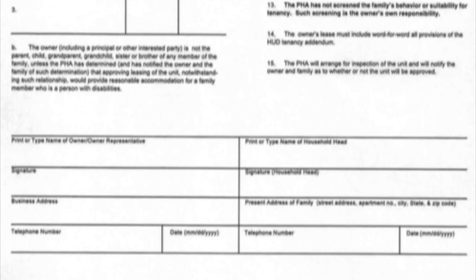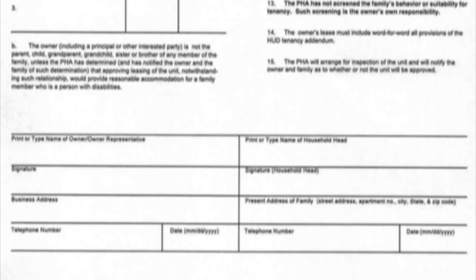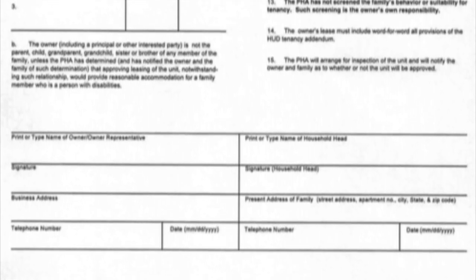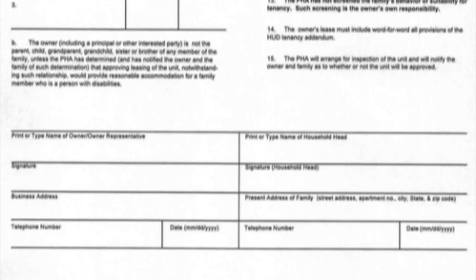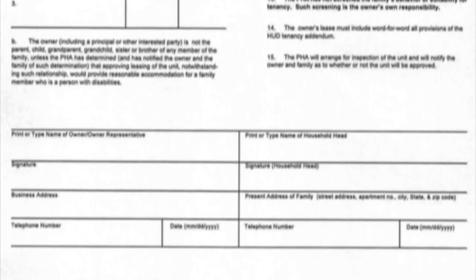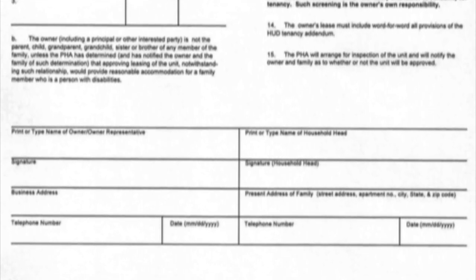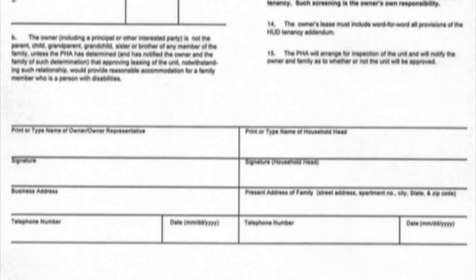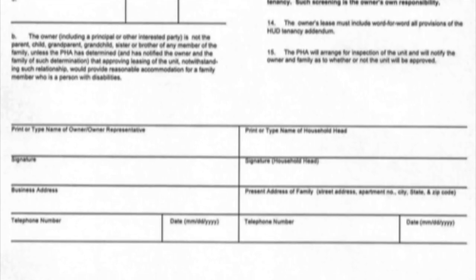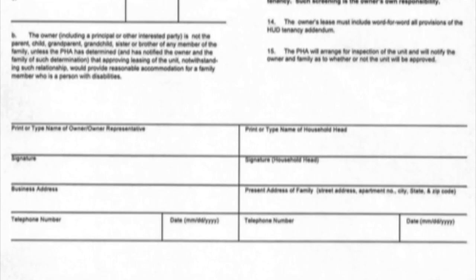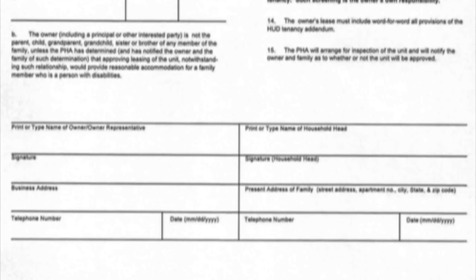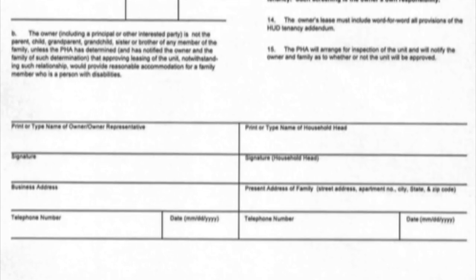Print or type name of household head. This would be the household head of the new tenant. Add the signatures on the second line of the homeowner representative, everyone on the deed or members of the LLC. And on the other side, signature of only the household head, the person that holds the voucher.